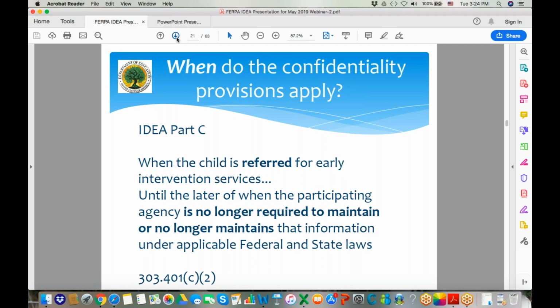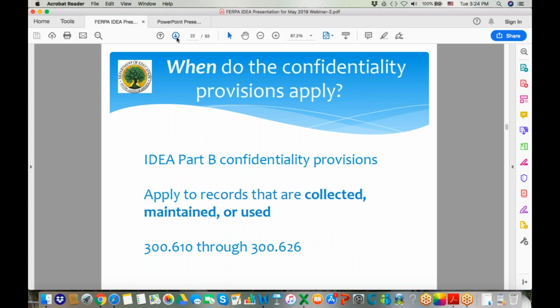Next slide, please. And you can see it's the same for Part B. Next slide, please.